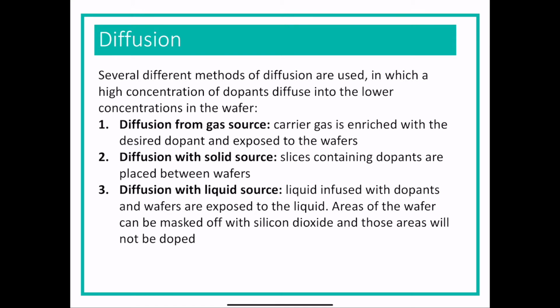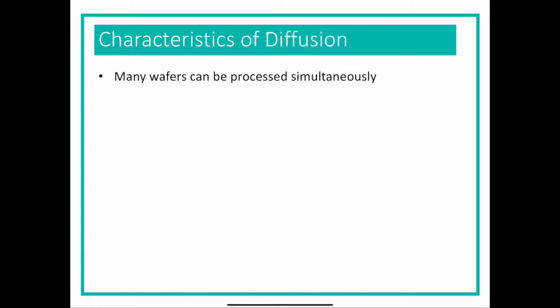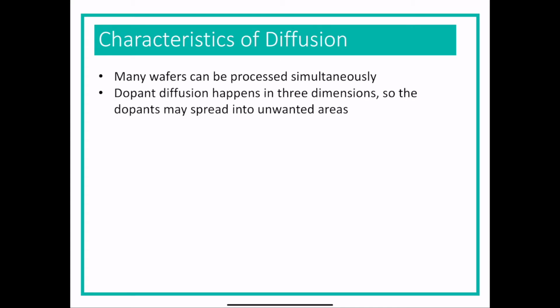Diffusion is good for several reasons, and it's bad for several reasons. One reason it's good is you can take a bunch of wafers and just process them all at once. So it's efficient and not expensive. However, diffusion happens not just in one direction, but in three, because it's a three-dimensional object. So sometimes the dopants can go places you don't want them to go, and that's not something we want.